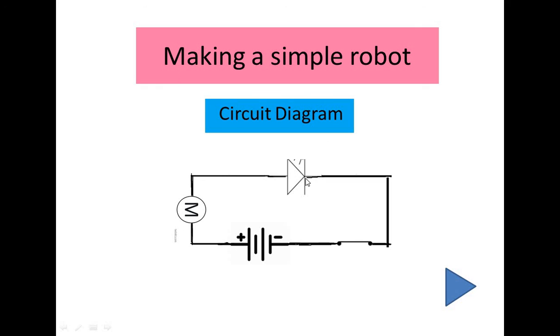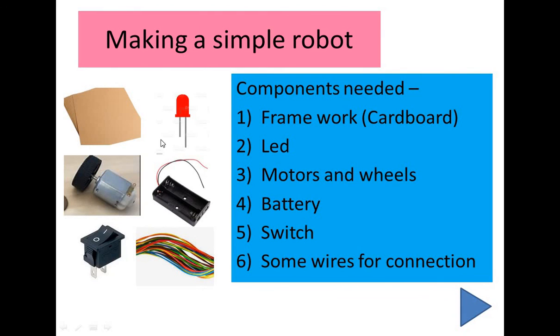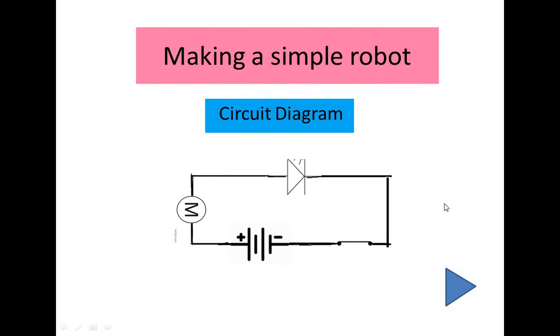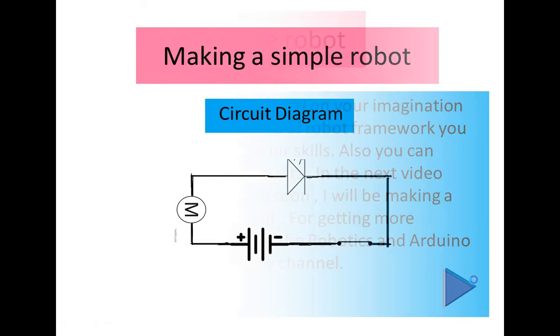Now this is the circuit diagram. We'll be connecting a motor to the LED positive and negative terminal, and from this we'll be connecting it to a switch, and then connecting it to a battery, which is like this. Because it contains two cells, we'll be calling it a battery. So this will be the circuit diagram.